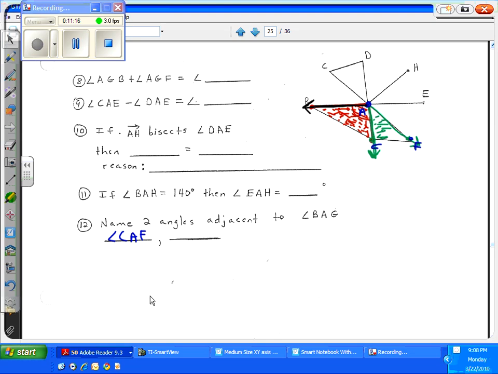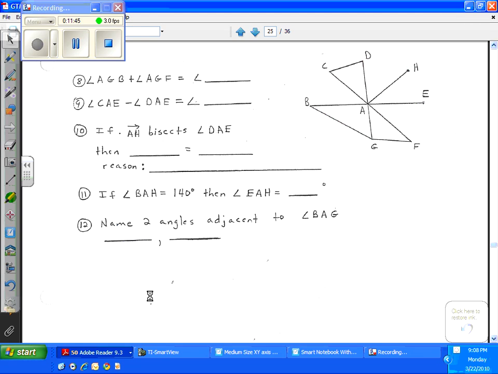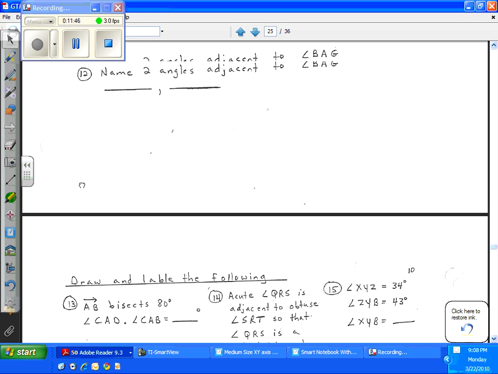Now, I only said to name two angles adjacent to that, but there's more than two, because we could go all the way to here and that would be one, or we could go all the way to there and that would be one, or we could go all the way to here and that would be one, or we could go the other way, right, with that other common side. So there's lots of possibilities of angles that are adjacent to angle BAG. Okay?